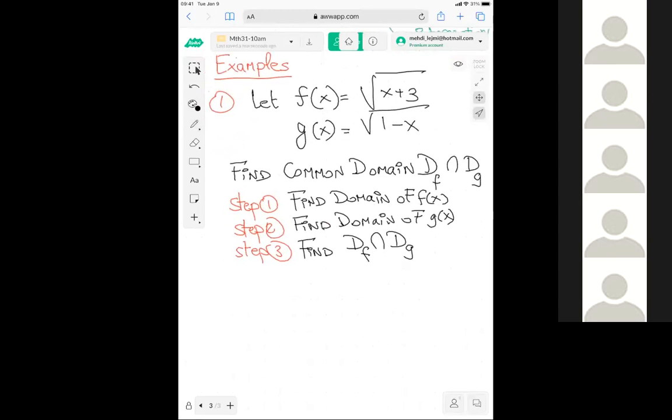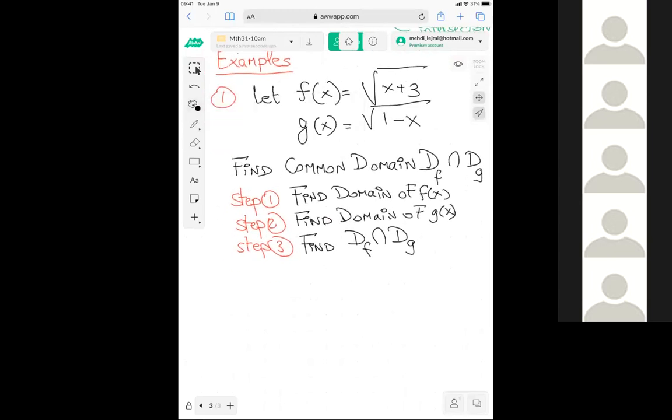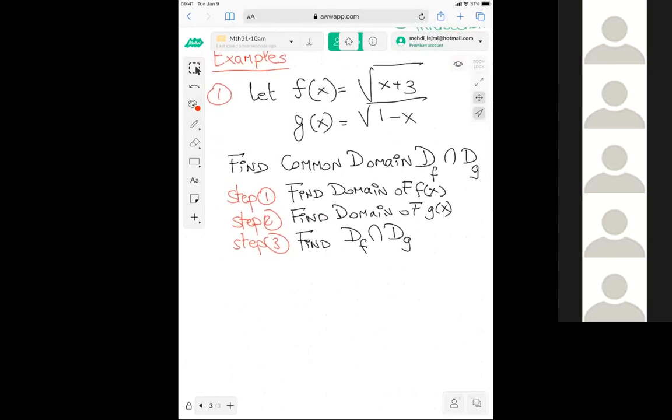So first, step one, we need to find the domain of f of x. Here's my f of x, which is the square root of x plus 3, right? So remember, guys, how do we find the domain of a function? There are two main rules. We are not allowed to divide by zero. And the second rule is you cannot have negative numbers under the square root.